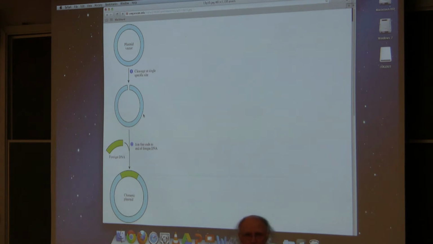Okay? The tools that are associated with this are a couple of things. One, I said it had to replicate in a bacterial cell. What does that mean it has to have? What does replication require? It has an origin, right? Doesn't replication require an origin? So it has an origin of replication. That origin of replication has to work in a bacterial cell. Okay? So it's got an origin.